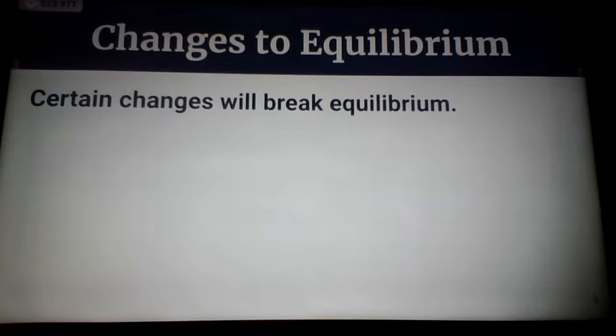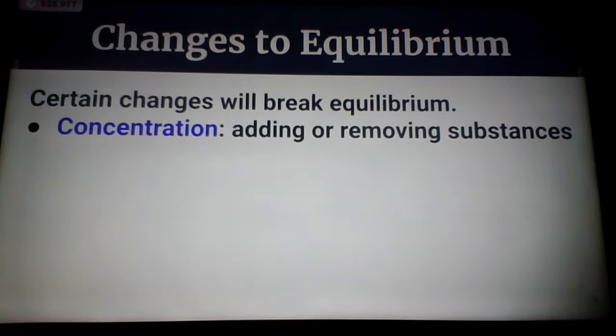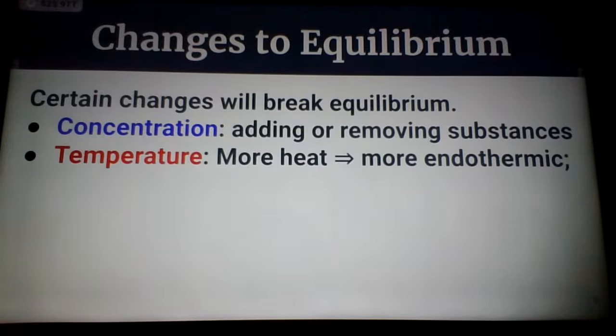Ready? All right. How can we change equilibrium? Things are in equilibrium. Can we cause equilibrium to go away? Certain changes will break that equilibrium and we'll have more of something and less of something else. Concentration, if we are to add more of the reactants maybe, add more of the substances, well then obviously we have broken that equilibrium. We don't have the same as what we started with. So concentration, by adding or removing substances, will change the rate and break the equilibrium.